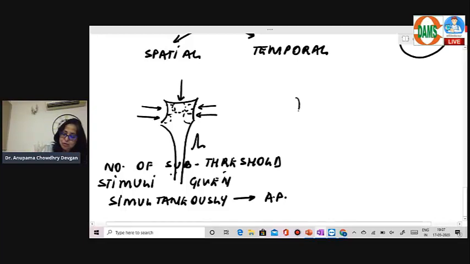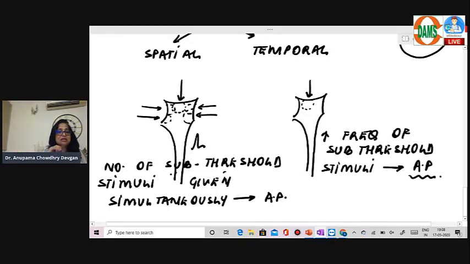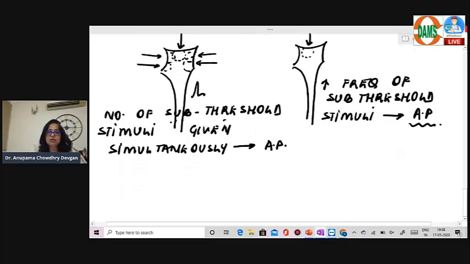What is temporal summation? Temporal summation is summation over time. If I give a subthreshold stimulus, you will get a local potential. But if I give an increased frequency of subthreshold stimuli, that means subthreshold stimuli one after the other, then the local potentials that they produce are added and I get an action potential. Spatial summation is summation over space: a number of subthreshold stimuli given simultaneously produces an action potential. Temporal is increased frequency of subthreshold stimuli producing an action potential.